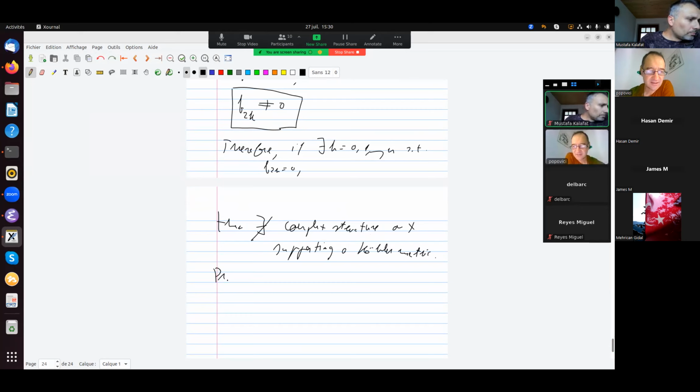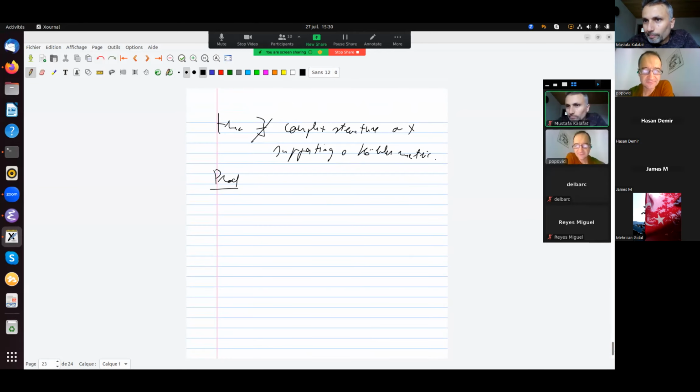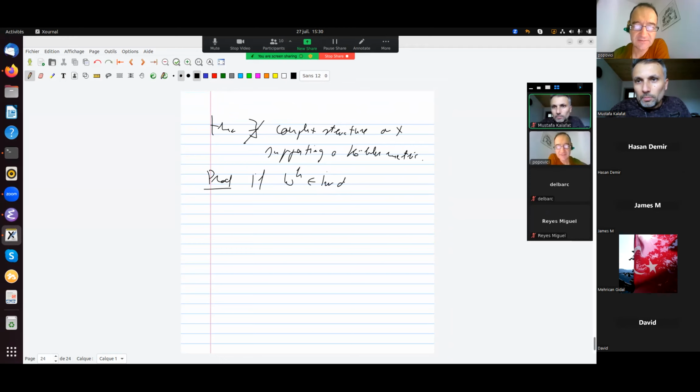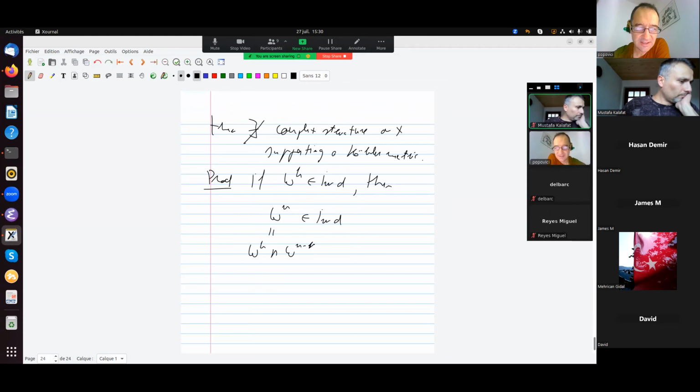So let me say in 30 seconds the proof of this. So why is the de Rham class non-zero? Because if omega to the power k were d-exact, in other words, the de Rham class was 0, then omega to the power n would also be d-exact. Because omega to the power n is omega to the power k times omega to the power n minus k. Omega to the power n minus k is at least d-closed because omega is d-closed. And the product between an exact form and a closed form is exact.